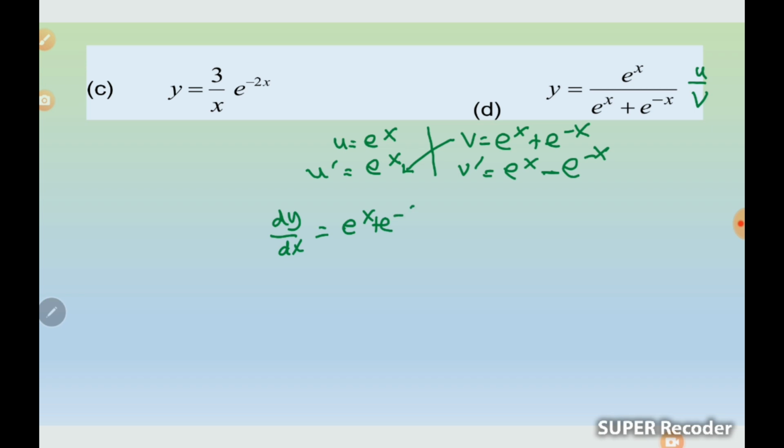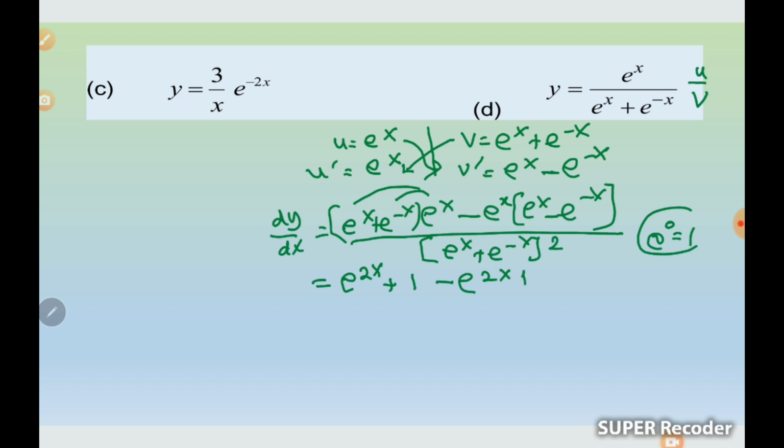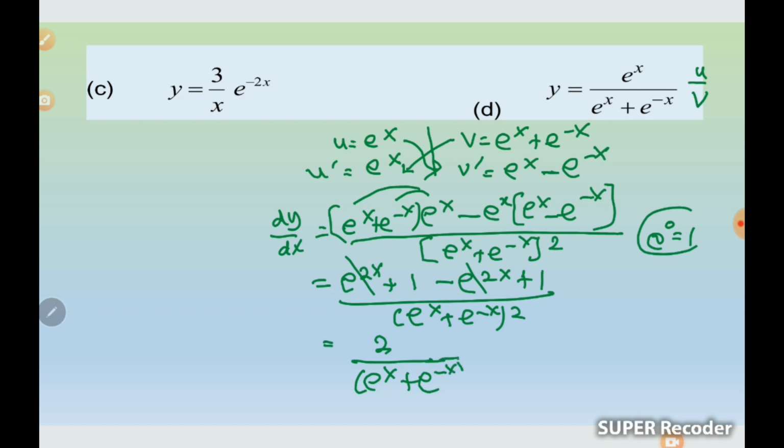So dy/dx equals v multiplied by u prime. So e to the power of x plus e to the power of negative x, you multiply with u prime, e to the power of x. Then minus u v prime. u is e to the power of x, v prime is e to the power of x minus e to the power of negative x. Then divide by v squared, e to the power of x plus e to the power of negative x, squared. So you need to expand this: e to the power of x multiplied by e to the power of x is e to the power of 2x, and e to the power of x multiplied with e to the power of negative x is e to the power of 0, which is 1. So plus 1. This one, minus e to the power of 2x, plus 1, over e to the power of x plus e to the power of negative x, squared. Then you can cancel out e to the power of 2x. So the answer is 2 over e to the power of x plus e to the power of negative x, squared.